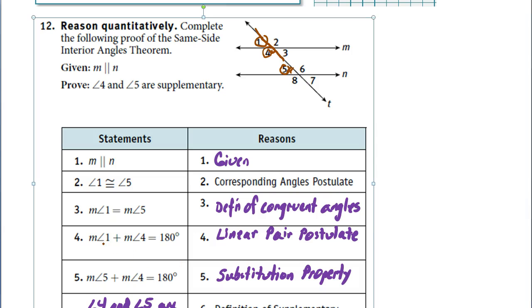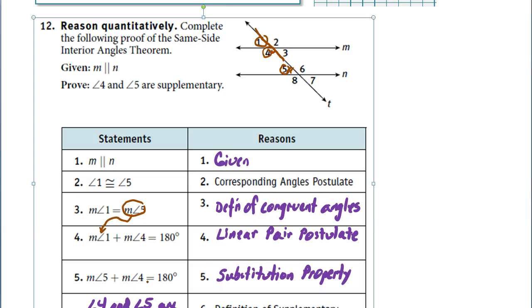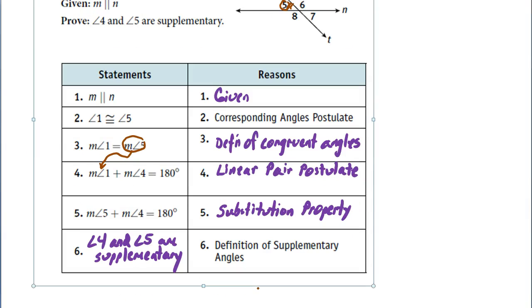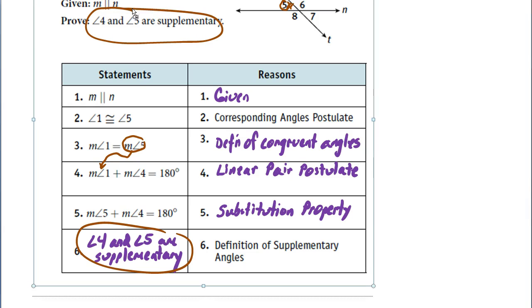Okay, in the next step, we're going to take this equation that we just created and replace the measure of angle 1 with something that we know is equal to it. And that makes this equation. That's substitution. And final step. Because these two angles add up to 180, we can say that they are supplementary. That's the definition of supplementary angles. So we've created what we were trying to prove up there.